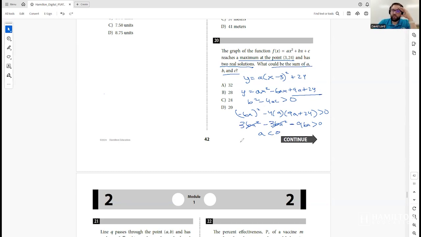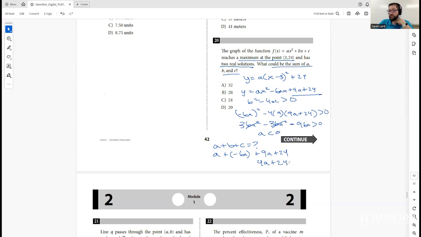We're looking for the sum of a, b, and c. Well, just like we plugged in b is negative 6a, we're going to plug that in here as well. So a is a plus negative 6a for the b, and then c is the whole thing, so 9a plus 24. Okay, 9a minus 6a is 3a, and then we add another a, so it's 4a. So we're left with 4a plus 24, but a must be less than 0.